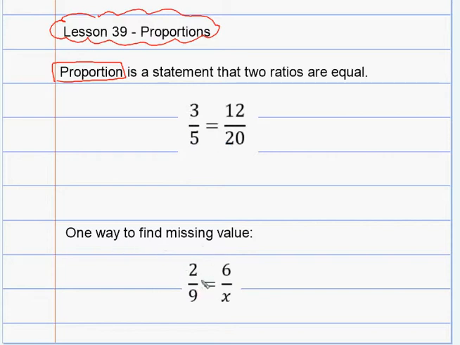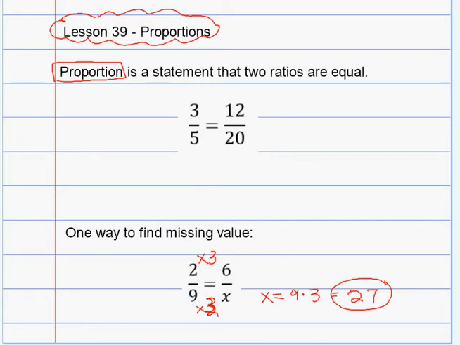One way to find a missing value, and this is how a lot of us do these problems, is to look to see what do I multiply one of the numbers by to get the other number. So in this case, 2 times 3 would be 6. So I would take 9 times 3, sorry. And x has to equal 9 times 3, which is 27. Okay, that's one way to find it. Now that works really well when there's a nice number that you can use.